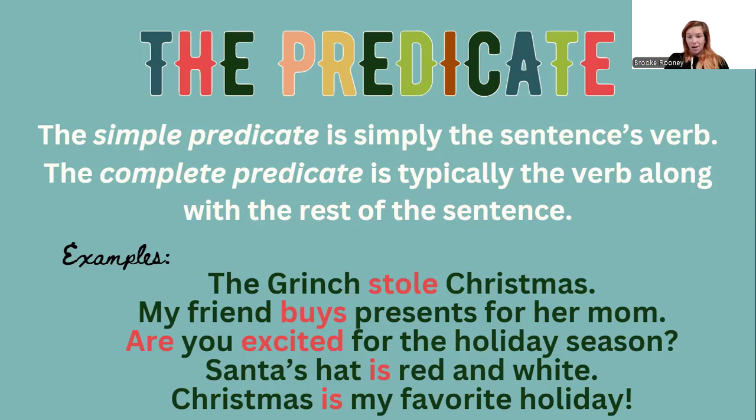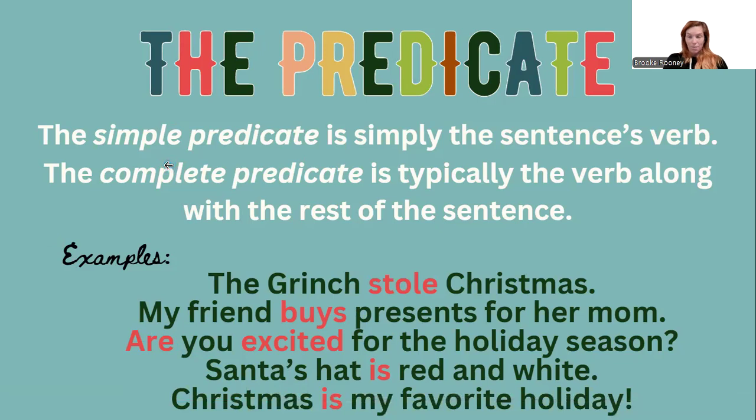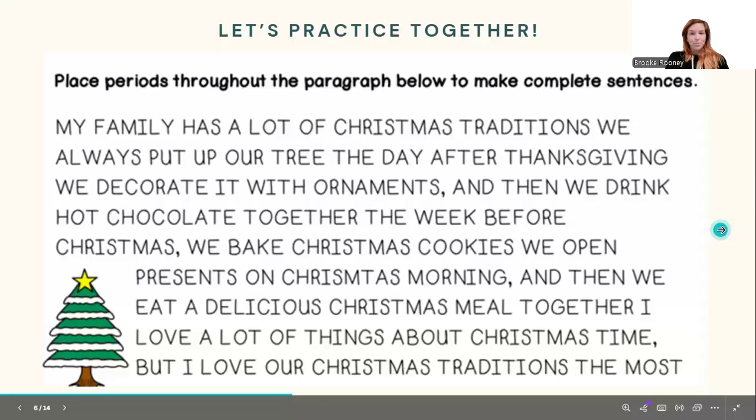Are you excited for the holiday season? Are excited would be the verb or the simple predicate in that sentence. And then these last two sentences, Santa's hat is red and white, and Christmas is my favorite holiday. I just want to really remind you guys that verbs in the form of to be, so is, are, were, I am, verbs like that are still verbs. So when you're looking for what the simple predicate is or the verb of the sentence, just remember that those tricky verbs are still verbs.